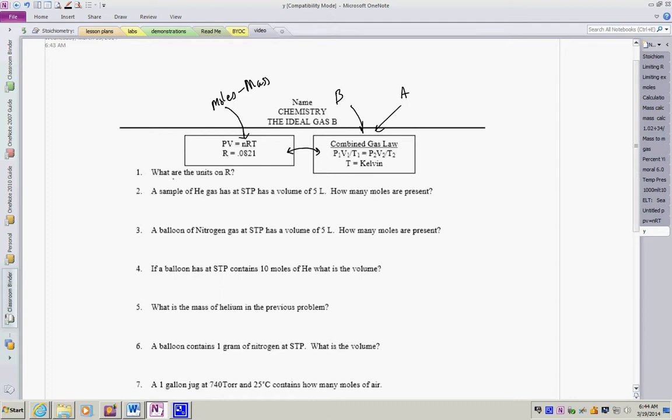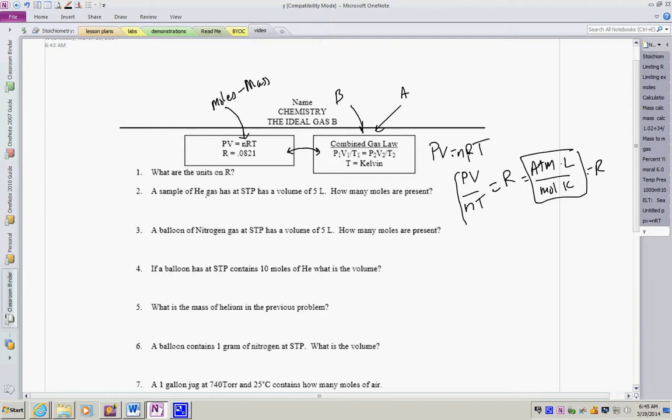All right, number one, units on R. Well, this is an algebraic problem. PV equals nRT. If you solve for R, PV over nT equals R, then these are my units: atmospheres, liters, moles, Kelvin. That is my units on R.